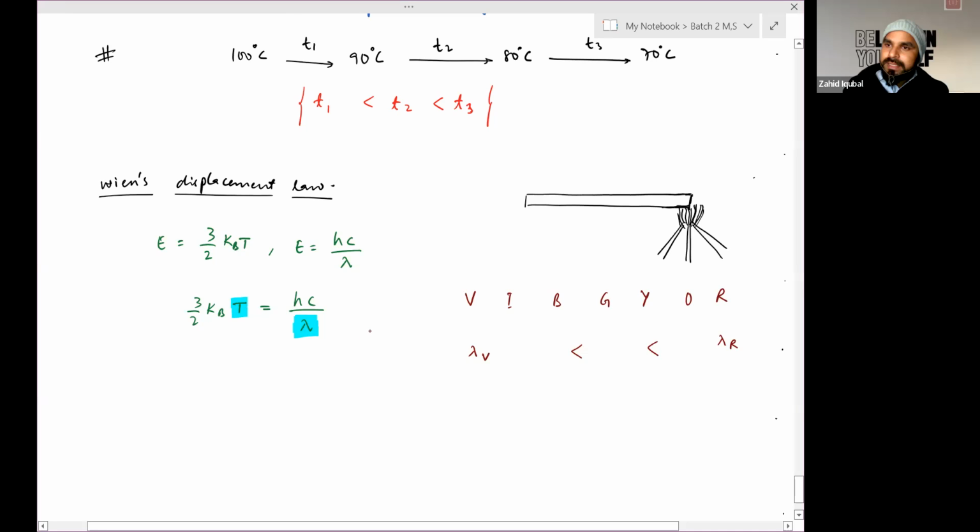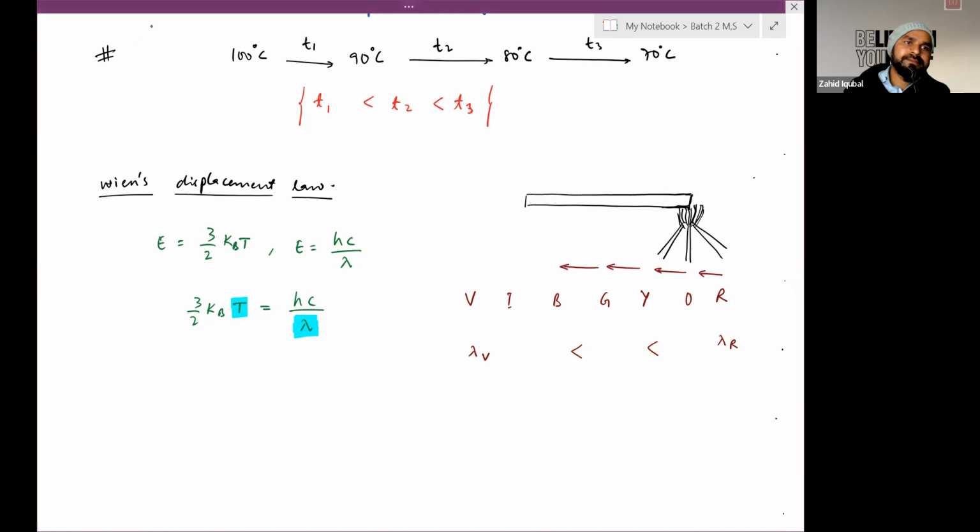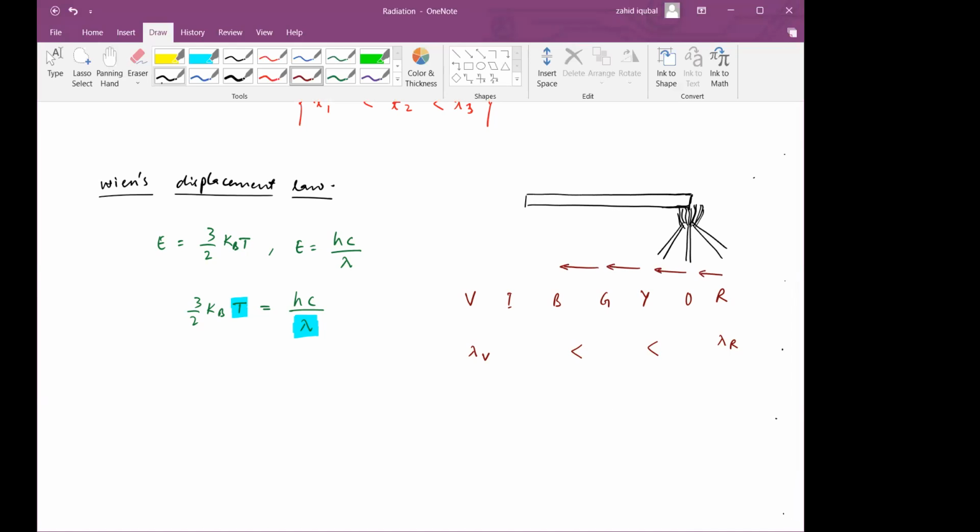On further increasing temperature, wavelength decreases, so it will tend to go along this way. Asma, is it clear? Yes, that's clear. Okay.